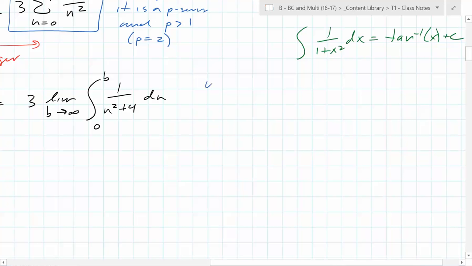What should I make u equal to? Anybody want to guess? And I'll make it something better than that. How about w? What do we want w equal to here? Something in terms of n. I'll just give it to you, n over 2. If I do that, what does dw equal? Differentiate for me, kids. This is not a trick question. What does dw equal? 1/2 dn. So what does dn equal? 2 dw.